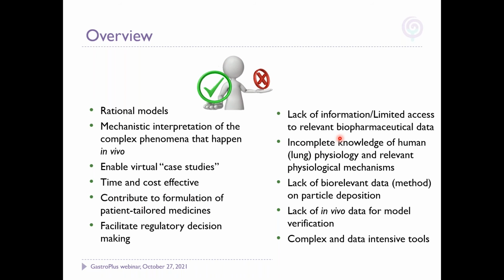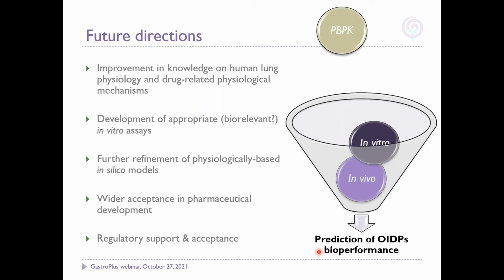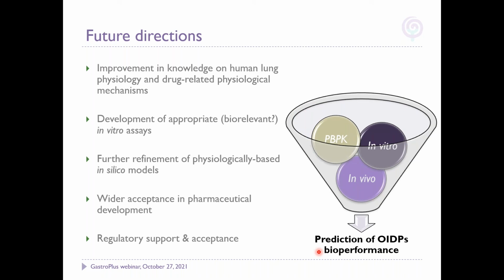On the other hand, we are still facing some limitations, such as lack of information on drug biopharmaceutical properties, issues regarding biorelevant input describing drug deposition, and lack of in vivo data for model verification. Furthermore, our knowledge of human physiology is still limited. And finally, we are talking about sophisticated and complex tools, so some level of proficiency is required for their appropriate use. These limitations are actually the roadmap for future improvements. So we hope to see them in the following years. And we also hope to see more research studies on PBPK modeling for inhaled drugs.